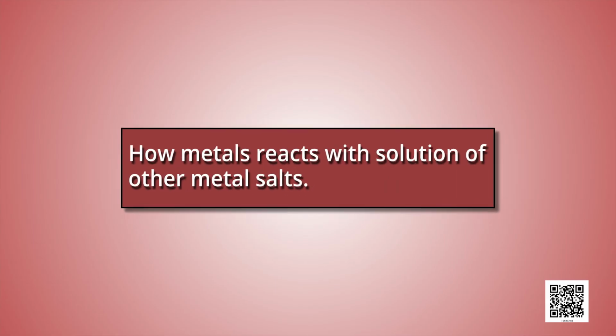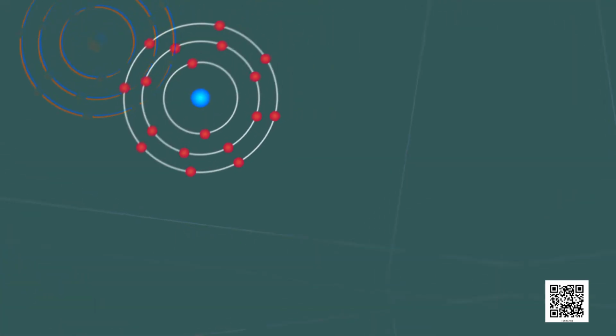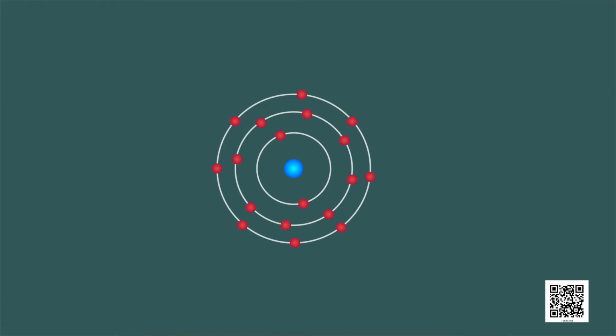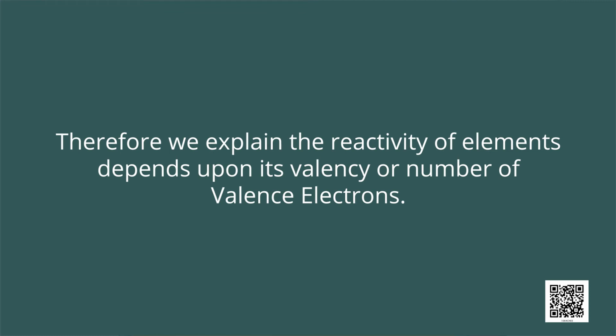The metals in the reactivity series are arranged in this way: potassium, sodium, calcium, magnesium, aluminium, zinc, iron, lead, hydrogen, copper, mercury, silver, and gold.